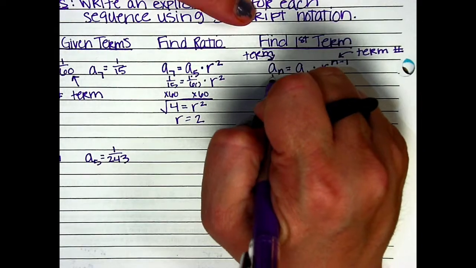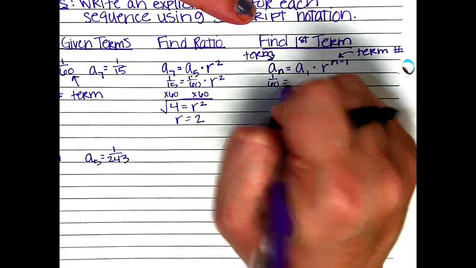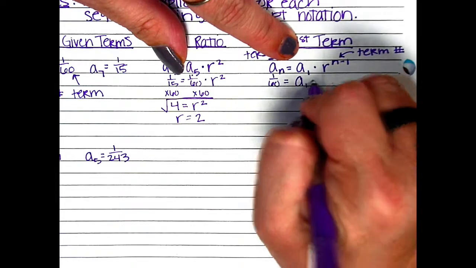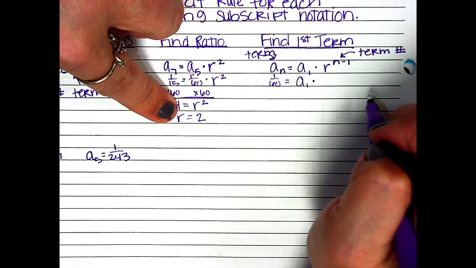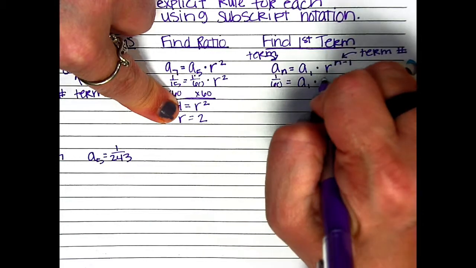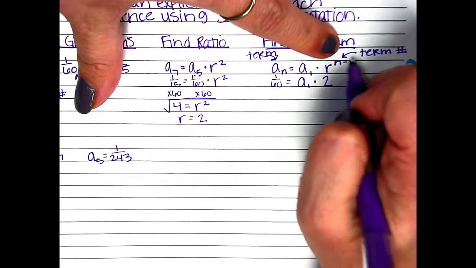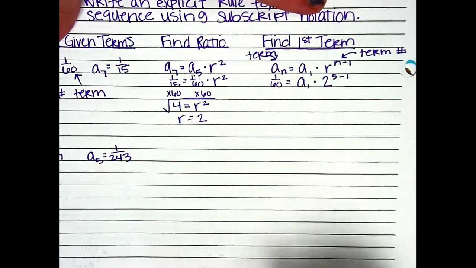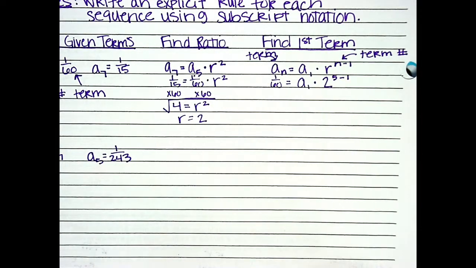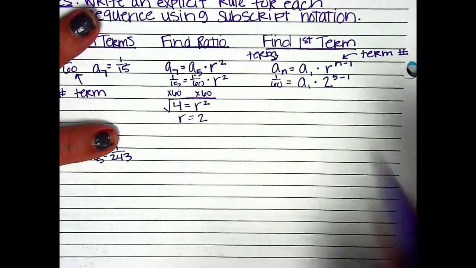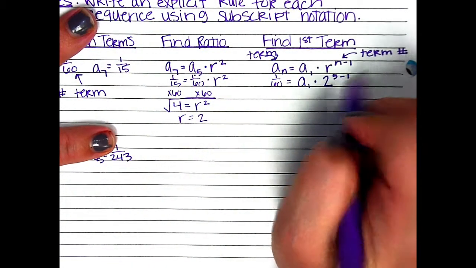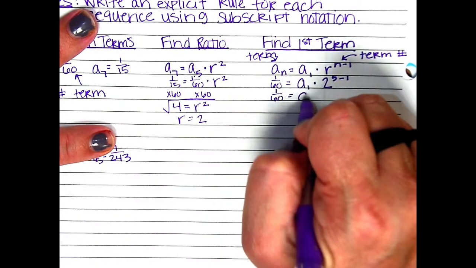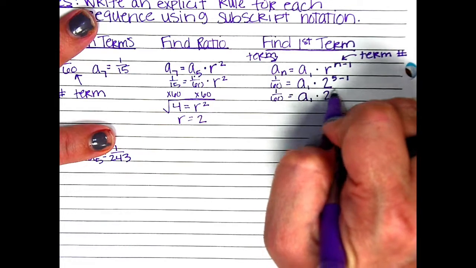So I have 1/60 equals, and we don't know a sub 1 yet, so a sub 1 times, we know that our ratio was 2, so this is going to be times 2, and then the term number, well, 1/60 was the 5th term, so to the 5 minus 1 power. Okay, now we just need to solve for a sub 1. So the first thing you have to do is subtract the 5 and 1. So I have 1/60 equals a sub 1 times 2 to the 4th power.